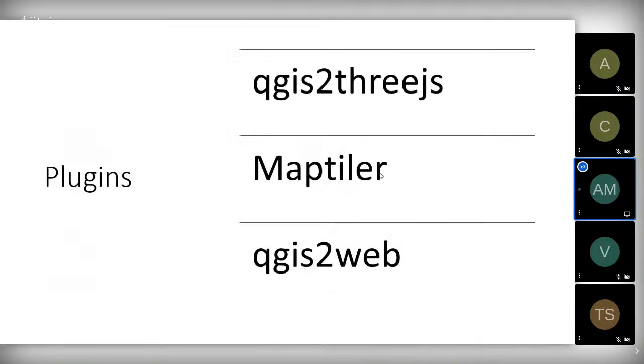So just to start us off, the plugins that are going to be applicable with the analyses and visualizations that we're going to do today are QGIS2threejs, which is applicable to 3D maps, MapTiler, which is for vector tiles, and for MapTiler, you would need to make a MapTiler account because you need an API key to link it to your QGIS. And then lastly, it's QGIS2web, which then allows you to export your map to a web map.